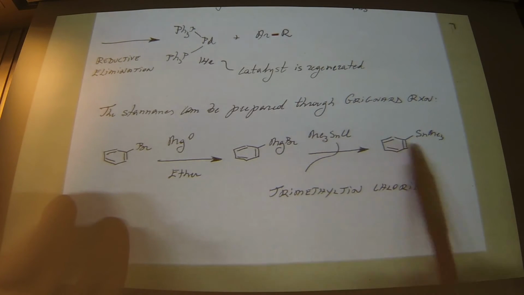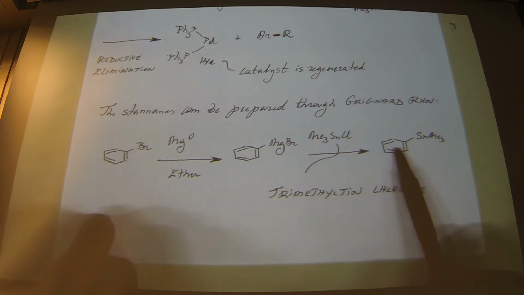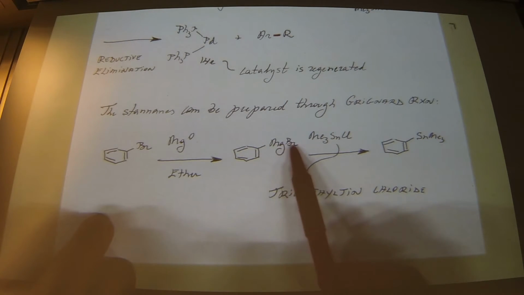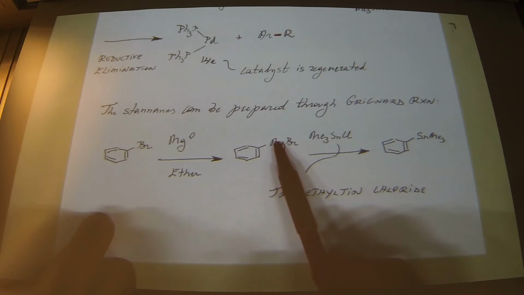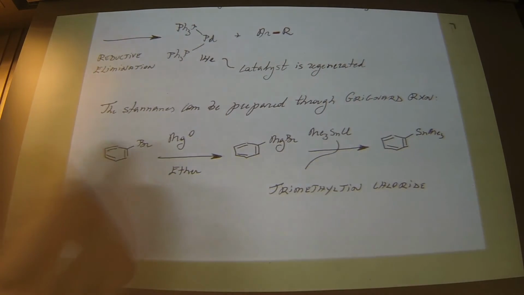This looks like a very strange reaction to me, because look at what I'm doing. I've got a carbon-metal bond, carbon-bromine, and I treat it with tin chloride and end up with another carbon-metal bond. So the question is, what drives this process from left to right? Why didn't I start with this, treat it with magnesium bromide chloride, and end up with tin chloride and the Grignard? Why does it go from left to right and not from right to left?